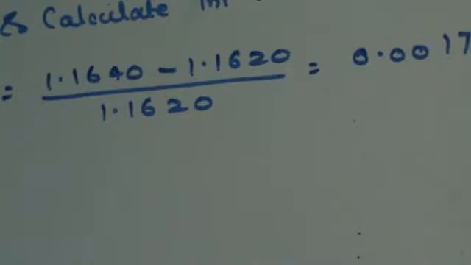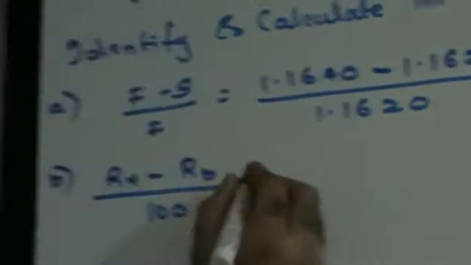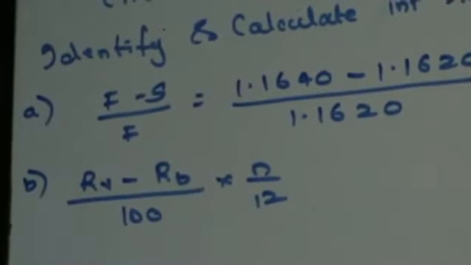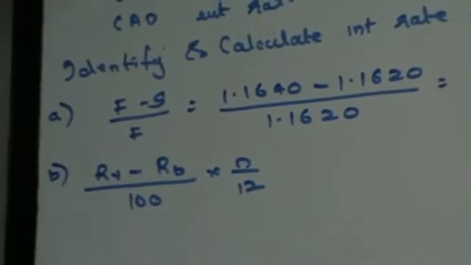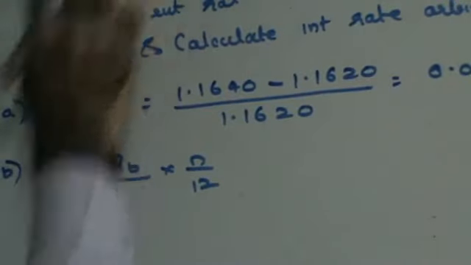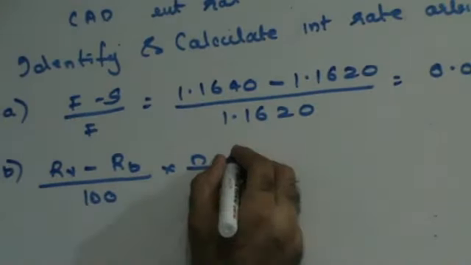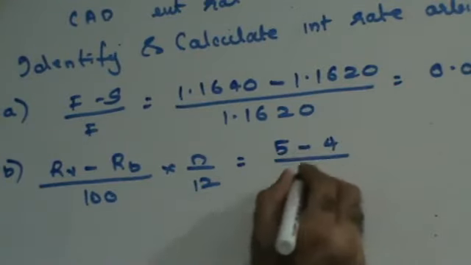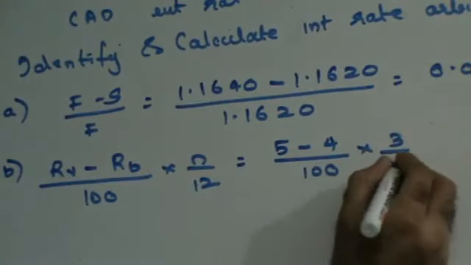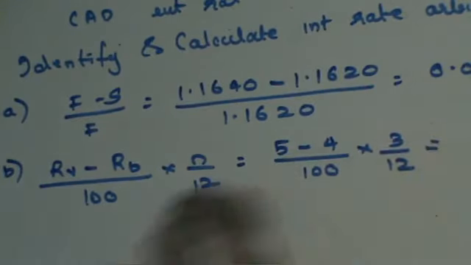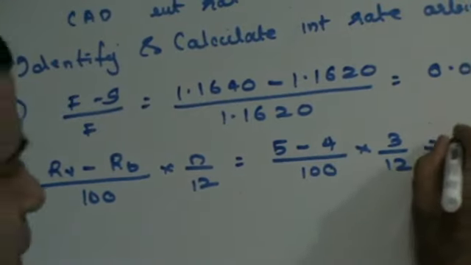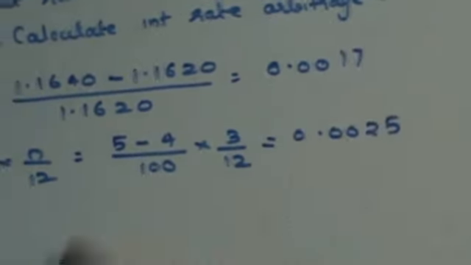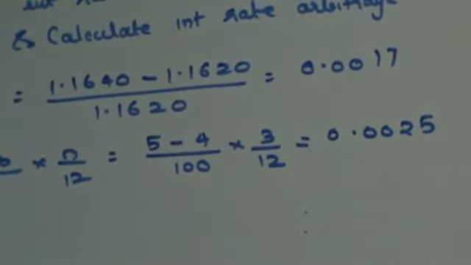The next thing that you find out is rate of interest in variable currency minus rate of interest in base currency upon 100 into n by 12. Now, when you have two currencies given to you, the first currency is the base currency, the second currency is the variable currency. That means Canadian dollars are my variable currency, US dollar is base currency, upon 100 into 3 by 12. Let's solve this. Someone please solve this. This comes to 0.0025.